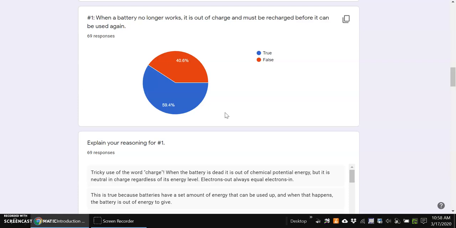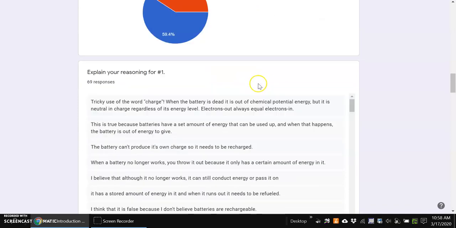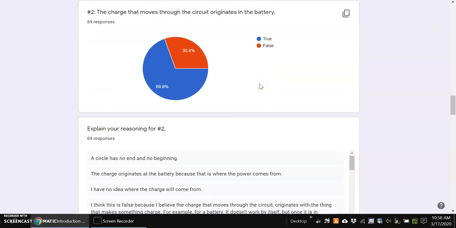Okay, most people answered true, but we know now that it is false. We'll talk about that in a minute. Okay, number two, the charge that moves through the circuit originates in the battery. Again, hopefully before the lab, most people thought this was true. Hopefully now everybody knows that this is false.